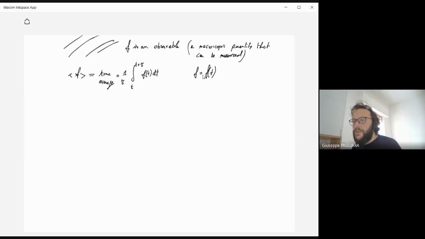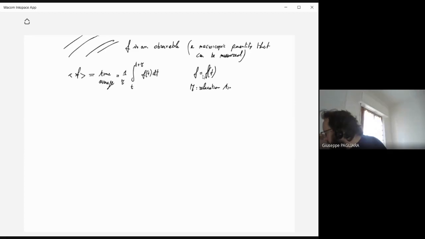The system is changing its microstate, and therefore every quantity in principle and every observable quantity is itself a function of time because the system is changing its microstate. But we are not interested in what this quantity is doing as a function of time. We just make a time average, where tau is called relaxation time, which we take as a time to do an average.